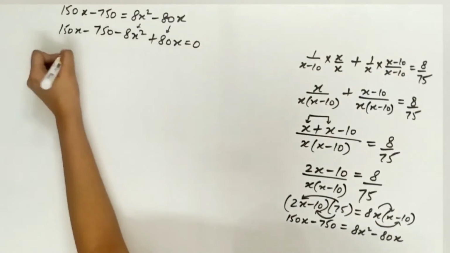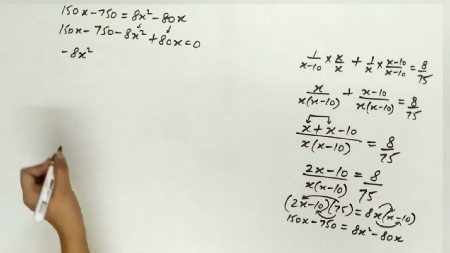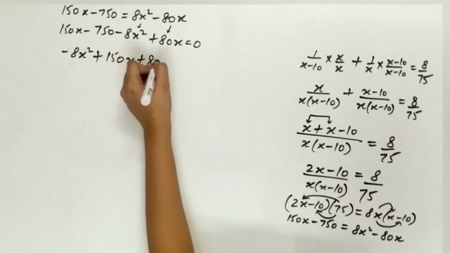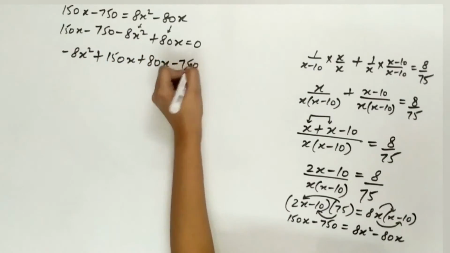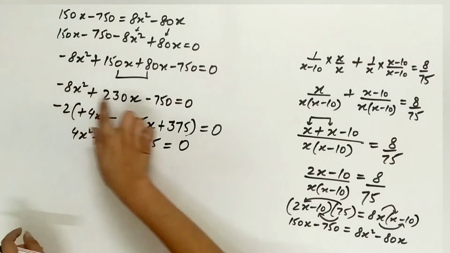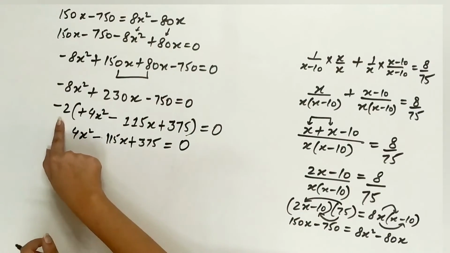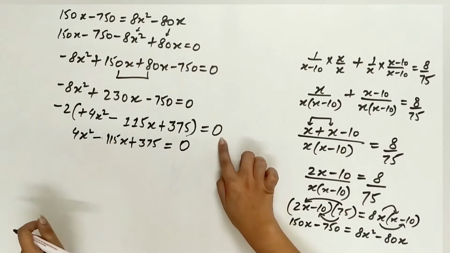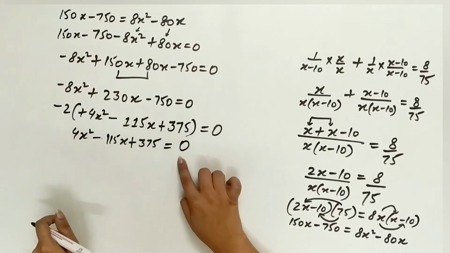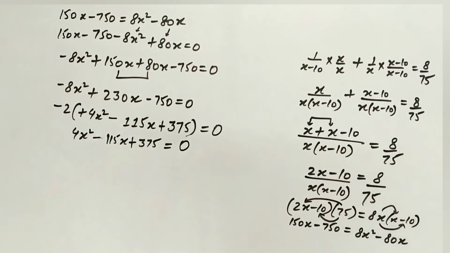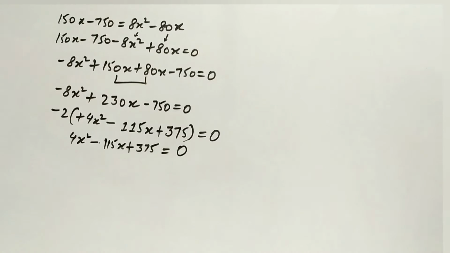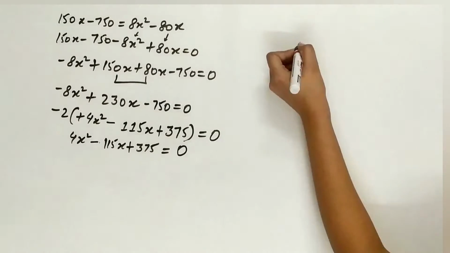Now rearrange the terms. Minus 8x square plus 150x plus 80x minus 750 is equal to 0. Divide the entire equation by minus 2. Now this is an optional step. Use the quadratic formula, splitting the middle term, or completing the square method to find the value of x. My favorite is the quadratic formula.